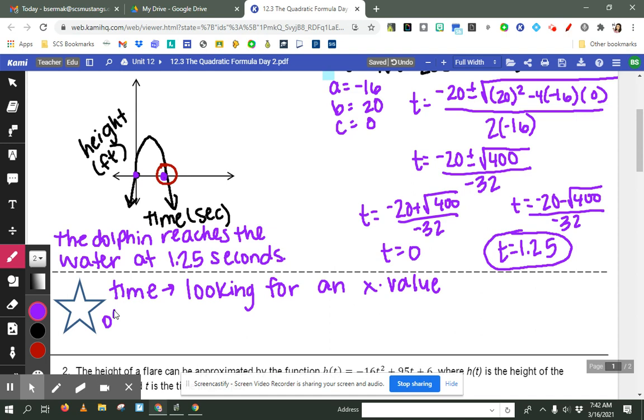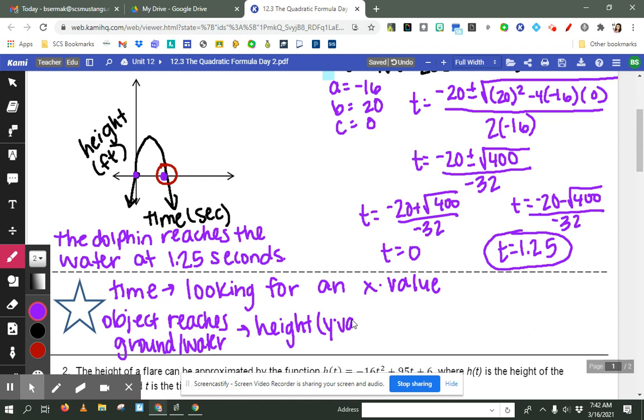If we're asking about when the object reaches the ground or water, that means the height is 0, or our y value, if we're not measuring height. So when the height is 0, that tells us we're looking for an x-intercept.